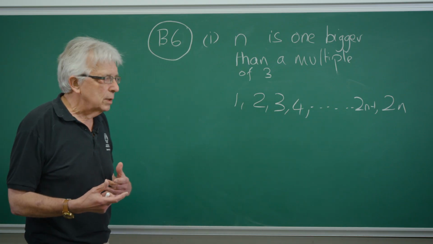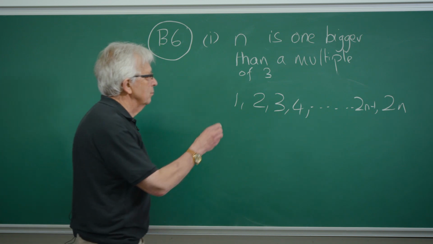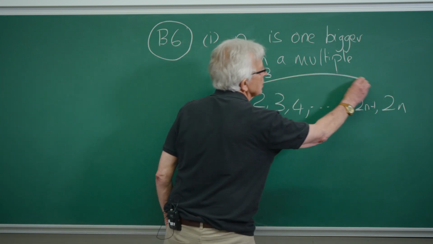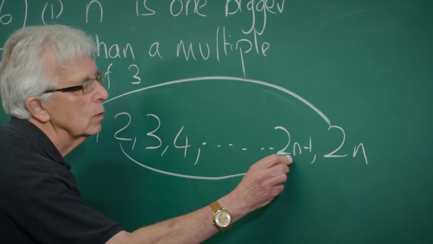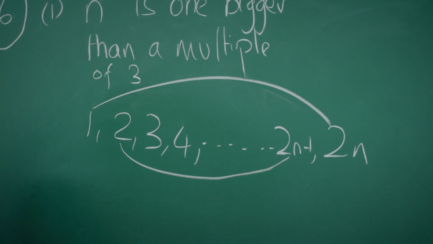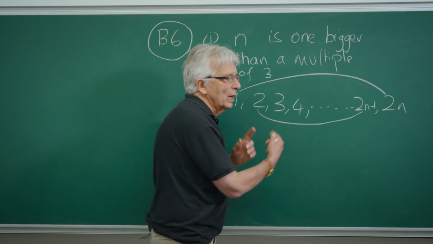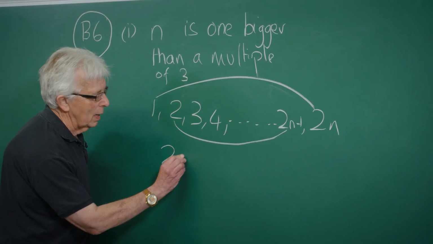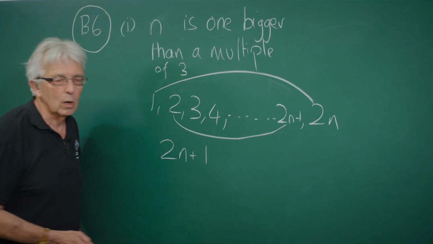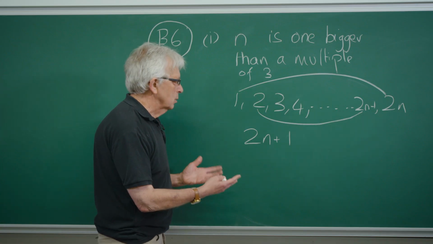Now, we're going to consider the first term and the last term, and the next 2 in. And if we look at the pairs formed by this idea, then we can see that each of them will add up to 2n plus 1. Now, what's the point of that?